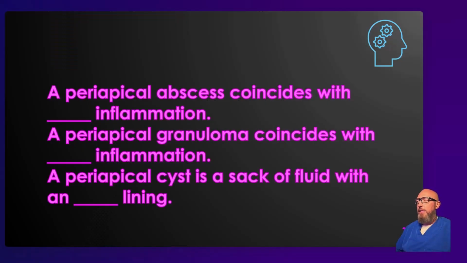You can pause this and test yourself if you want, but a periapical abscess coincides with what type? Chronic or acute? That one is acute. What about a granuloma? That coincides with chronic inflammation. And the periapical cyst is a sac of fluid, I didn't mention this word, but with an epithelial lining. That's the definition of a cyst. So if you get those three, you've got the terminology down.